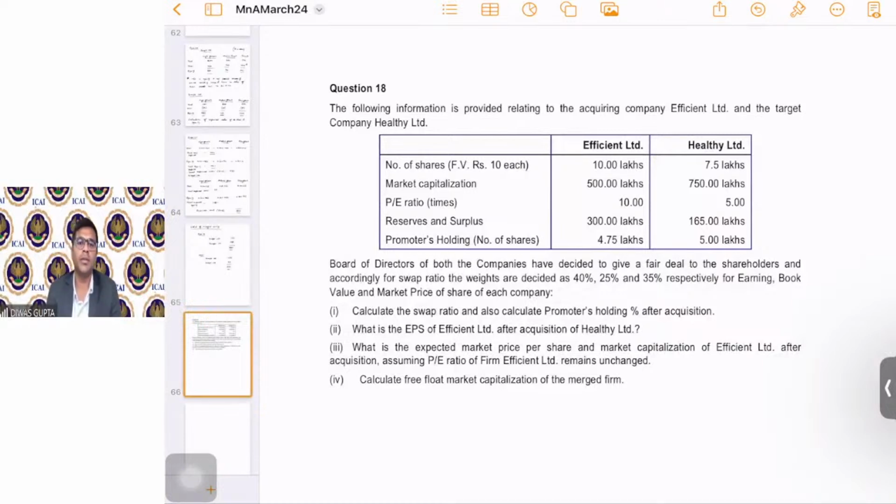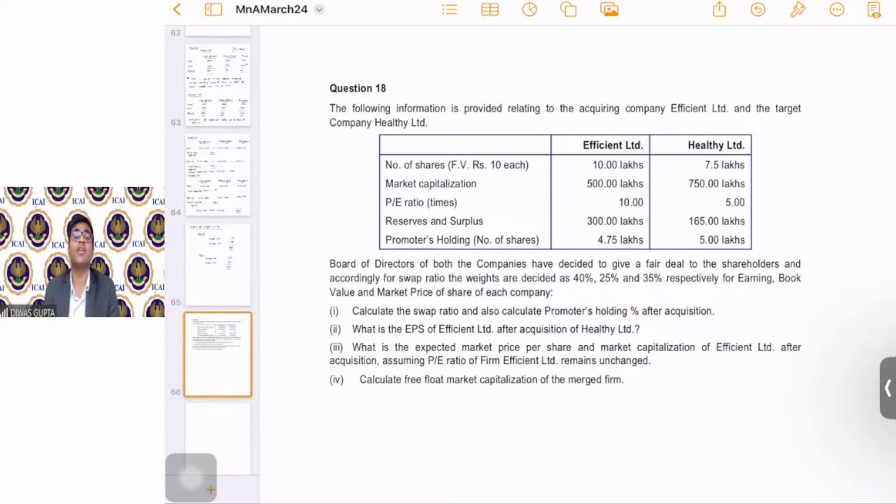Okay, the next question is, the following information is provided relating to the acquiring company, Efficient Limited, and the target company, Healthy Limited. Okay, Shruti, perfect. So there is an acquiring company called Efficient Limited and it is planning to acquire Healthy Limited. Now the number of shares having a face value of rupees 10 each, they have given us 10 lakhs and 7.5 lakhs. Market capitalization of 500 lakhs and 750 lakhs is also given. PE ratio is given. Reserves and surplus, which is 300 lakhs and 165 lakhs, is also given.